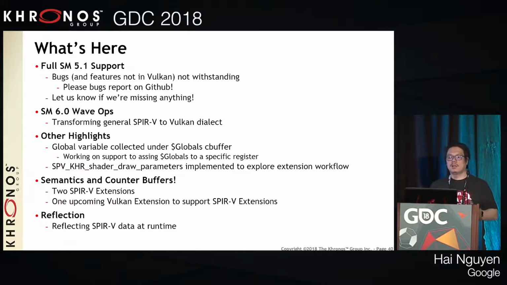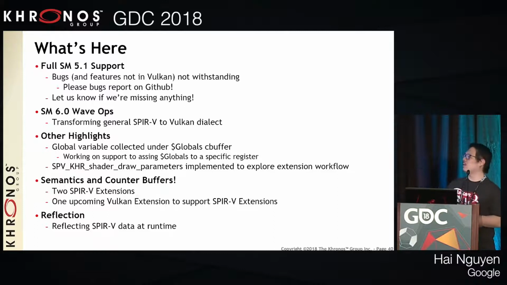So what's here today? We have full SM 5.1 support, bugs and features that Vulkan can't support notwithstanding. If you do find a bug in anything related to SM5, SM5.1, please report it on GitHub. And if we're missing anything, I know that ROVs are missing right now, but there's not a direct way to address that in Vulkan, so we're still working on that. SM6.0 wave ops came in with Vulkan 1.1. Sorry, I forgot to delete a note there.